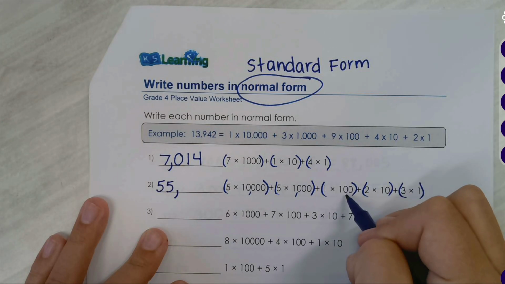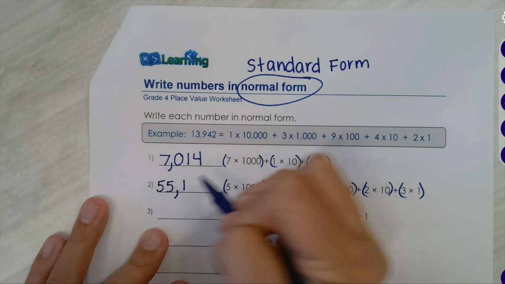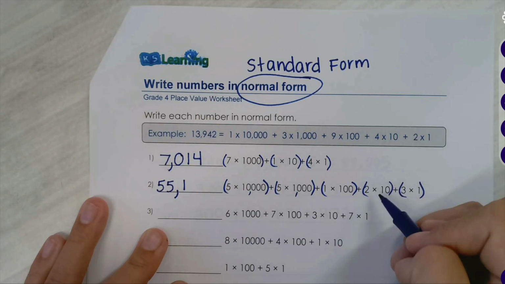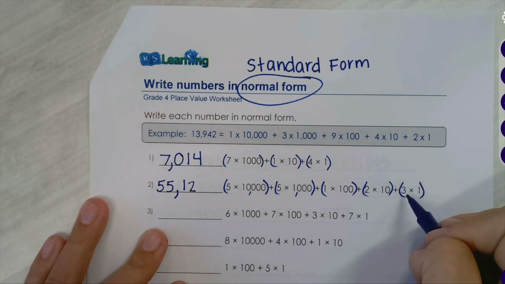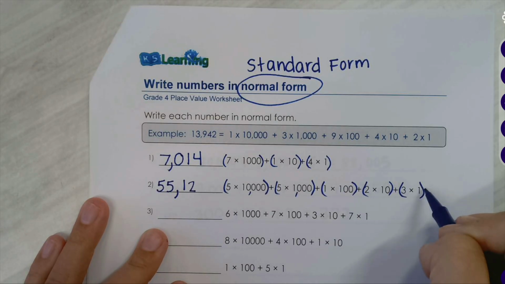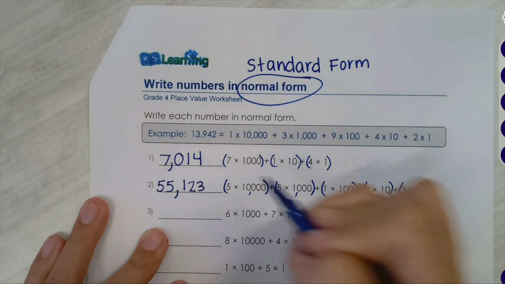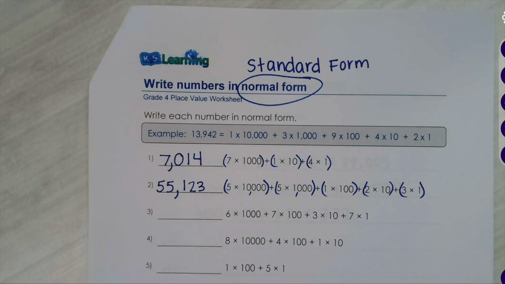1 group of 100. So in my hundreds place, I have 100. And then this says 2 groups of 10. Well, that means tens place. So 2 tens. And 3 groups of 1. That's ones place. So 3 ones. 55,123.